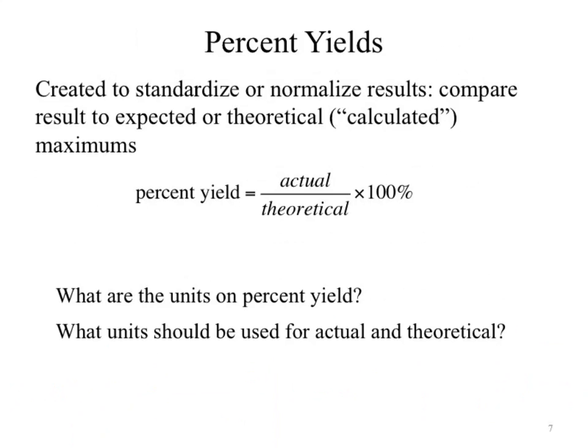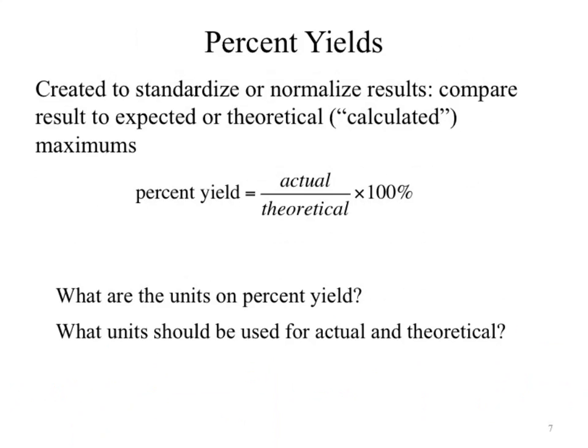Right? At its simplest form, this is your calculation. Actual over theoretical. At its more advanced, that theoretical is something that you would have to calculate through a limiting reagent calculation. Which brings up the next question. What units do we get on a percent yield? Percent. It's unitless. There really isn't a unit associated with it.